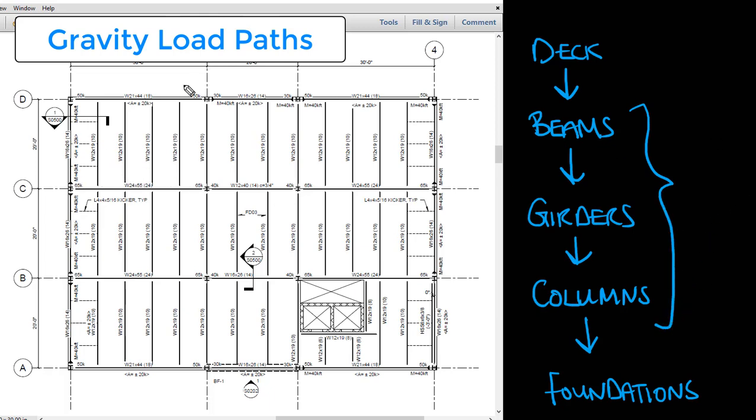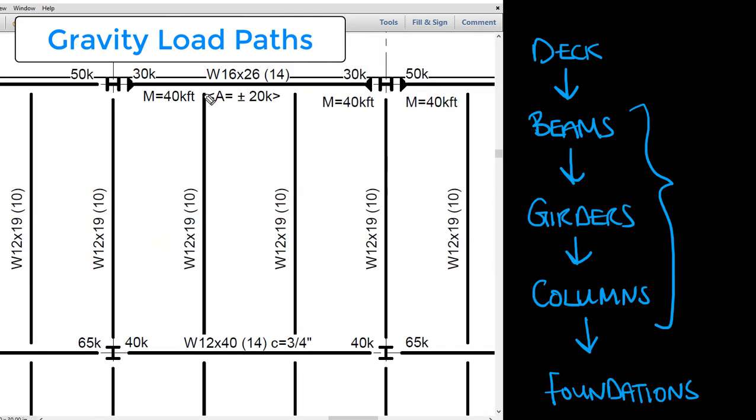Now, when we have uniform loads across an entire floor, we can easily determine the amount of load that each element will carry using tributary widths for beams and girders, and tributary areas for columns. For example, if we zoom in on one bay, and we focus on this beam here, we know that half the uniform load on this side of the beam will travel to the beam that we're looking at, and the other half will travel to the adjacent beam. And the same thing occurs on the other side. And so our tributary width equals the beam spacing.